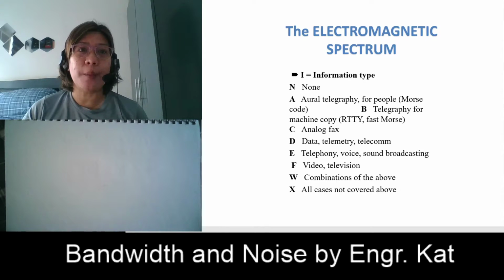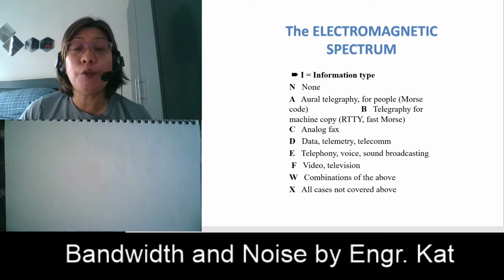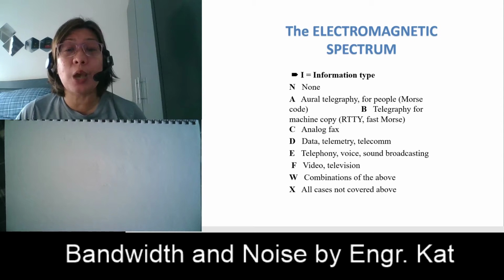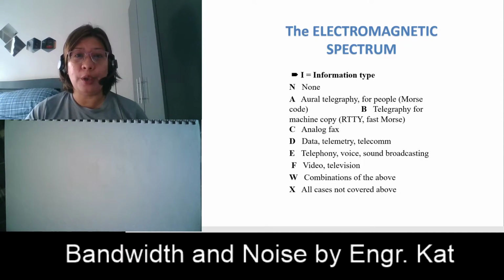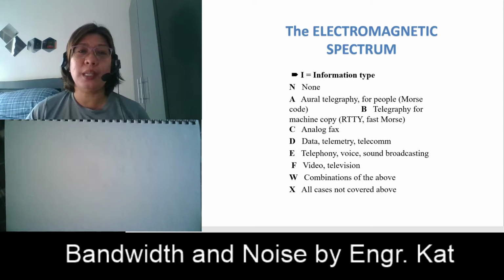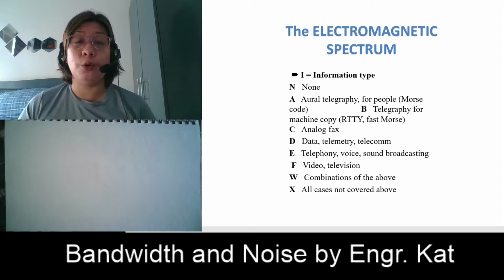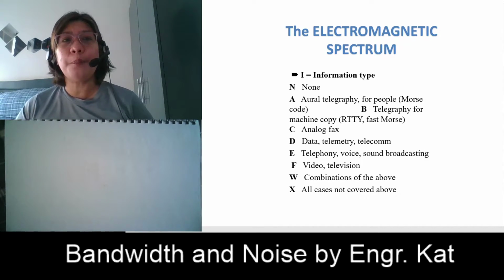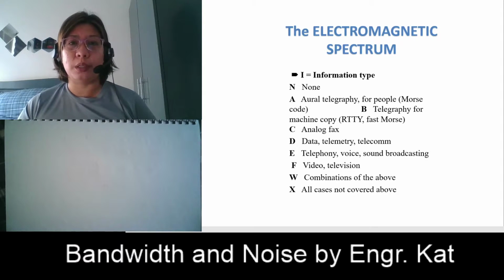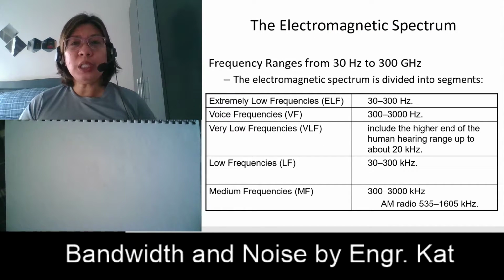Okay, so in our example, we have here A3E. So E stands for telephony, voice, or sound broadcasting. So therefore, we are trying to transmit audio. Okay, so voice, because since it is an AM, maybe it's voice, and we are transmitting using sound broadcasting. Okay, so that's an example of your 3-digit codes. This is just an example.